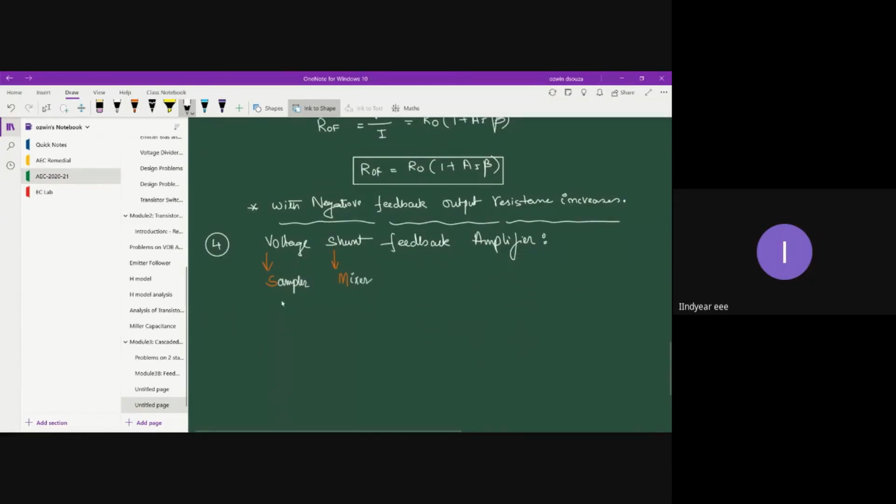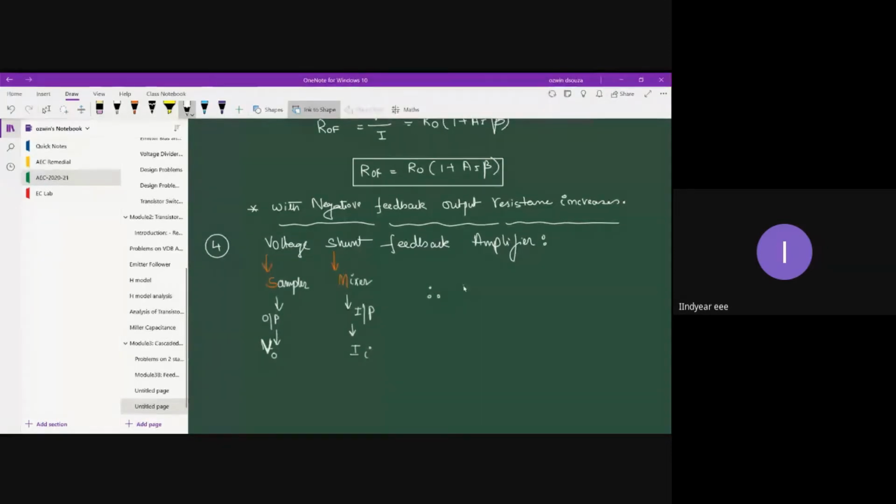You need voltage sampling, right? And sampler is found on the output side, and your output parameter is voltage V0. Okay, fine. Next, which type of mixer you need? You need a shunt mixer, right? And mixer is found on the input side, and shunt mixer stands for current. So your input variable is current.